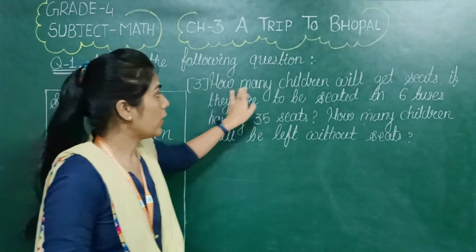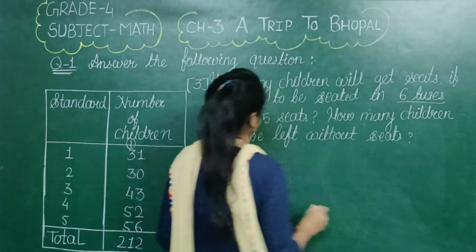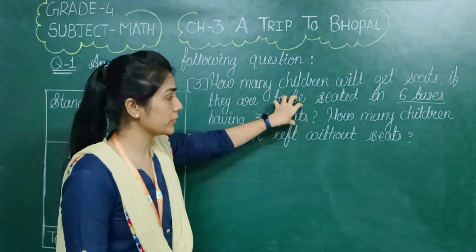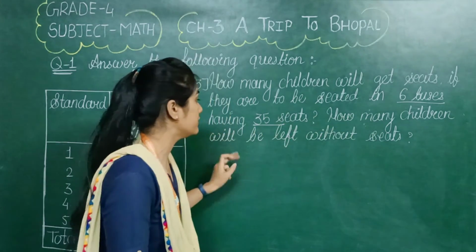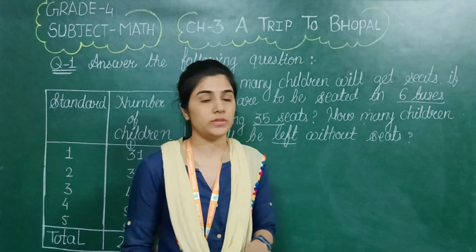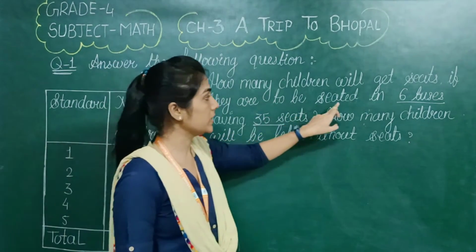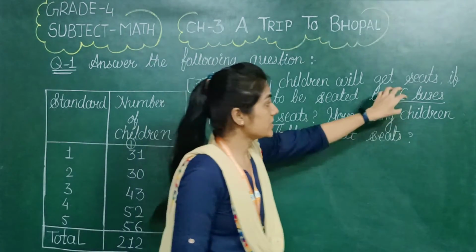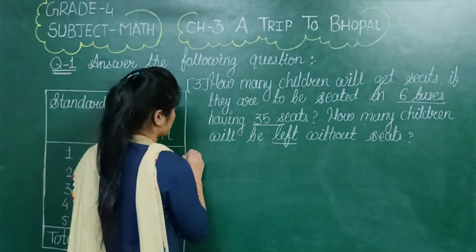Question number 3. How many children will get seats if they are to be seated in 6 buses having 35 seats? This is the first question we have to find. And the second question is given in this number only, that how many children will be left without seats. Means there will be 2 calculations in this sum. If 6 buses have 35 seats, for that we have to find the answer.